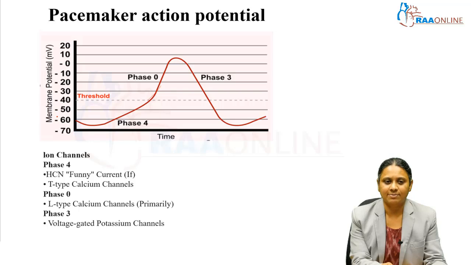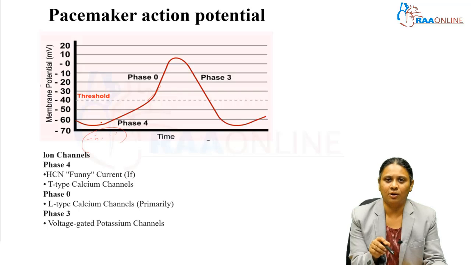For a myocyte it is minus 80 to minus 90, while for a pacemaker cell it is minus 65 to minus 50. So, what happens? We will start with this phase. It is hyperpolarized. This is called hyperpolarization. Here it is minus 65 millivolt.